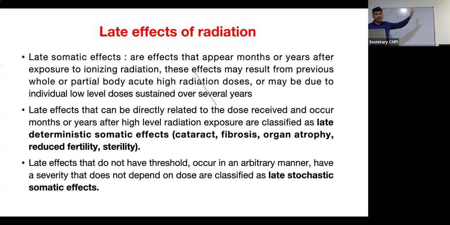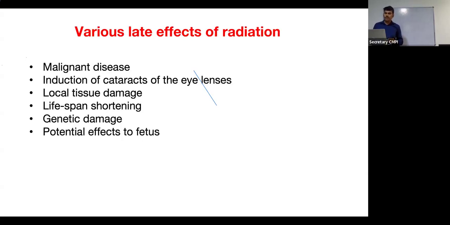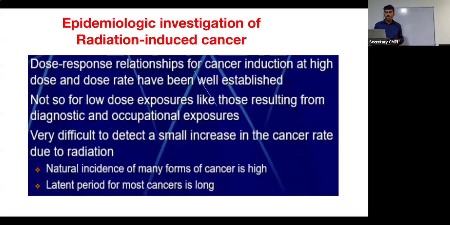There is always a latent period. What is the definition of latent period? It is the time interval between exposure and the expression of the symptoms. So there will be a latent period for late effects. Late effects can be somatic effects, or deterministic late effects, or stochastic late effects, etc. Various late effects of radiation include malignant disease, cataract, genetic damage, lifespan shortening, etc.